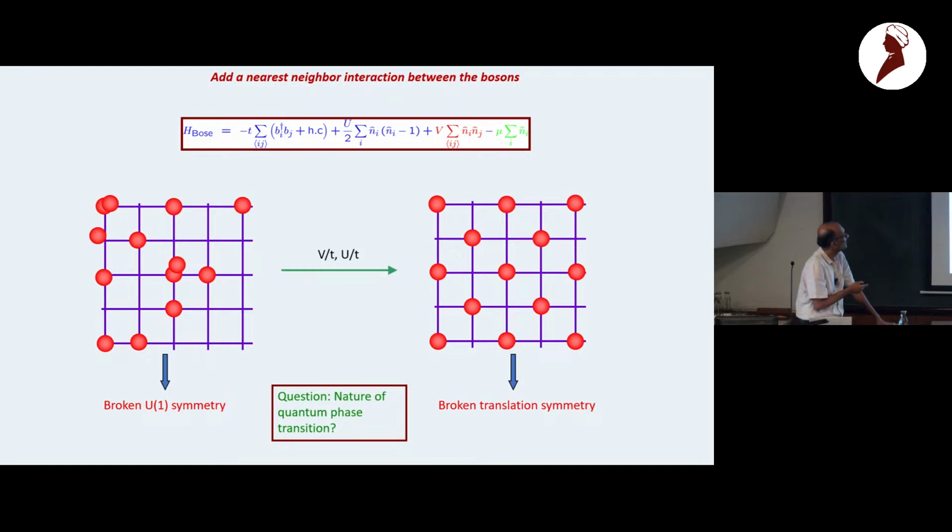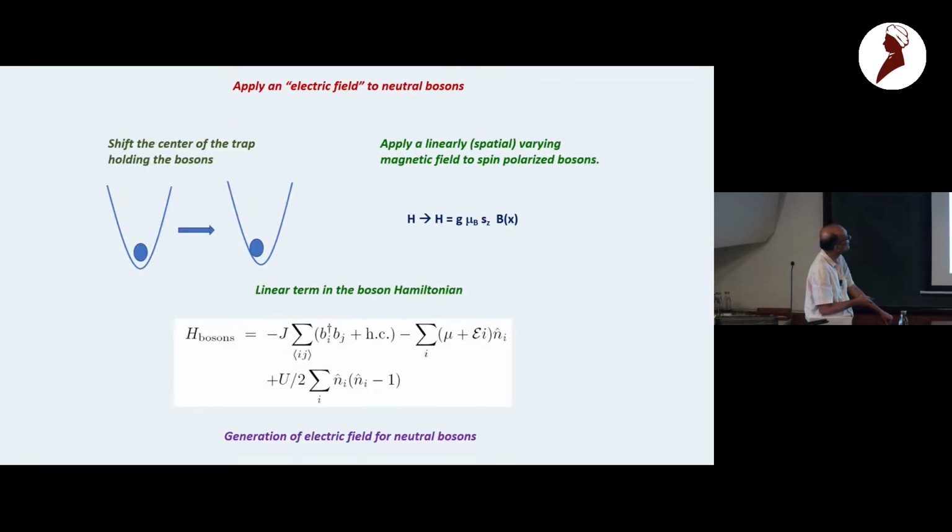The other thing that people tried is to put in a next nearest neighbor interaction and then get some CDW kind of state, a translation symmetry broken state. But the point is that these are notoriously difficult to get in the experiment. It's not so easy with the standard cold atom platform. So what worked is this technique where people have applied an artificial electric field.